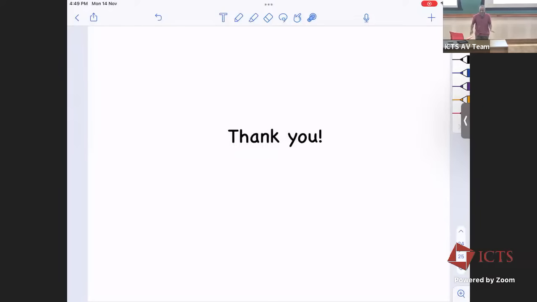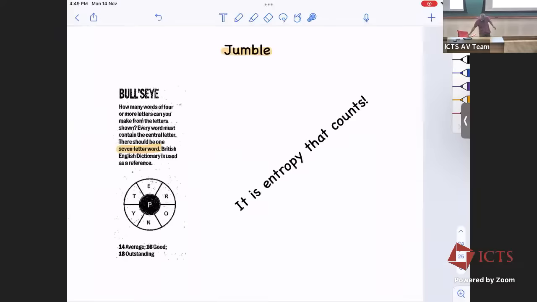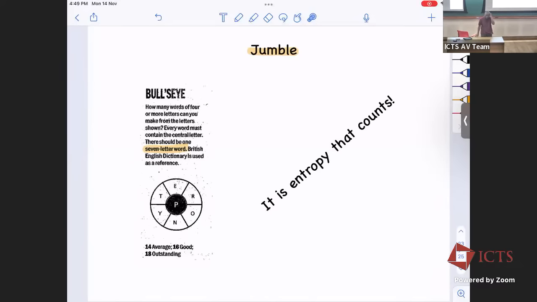Just on a philosophical level, why do you think entropy comes up? Well, I thought there was no more compelling example than this.